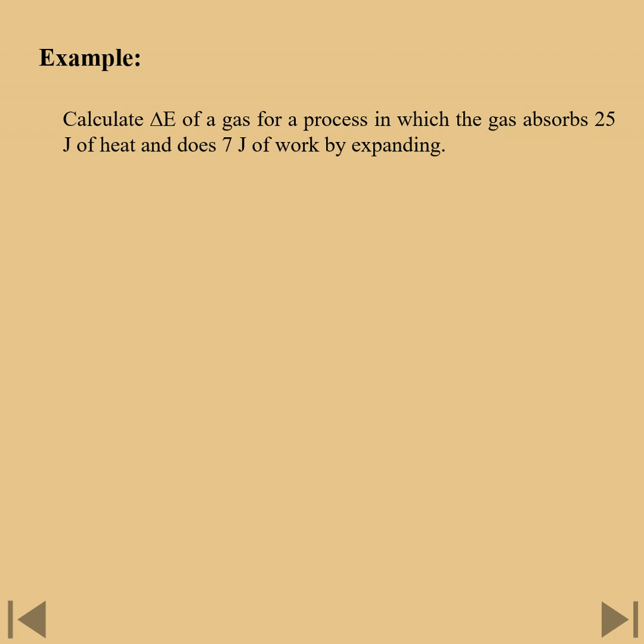Okay, let's look at an example. We're told to calculate delta E for a gas for a process in which the gas absorbs 25 joules of heat. What's going to be the sign of the energy if it's absorbing 25 joules of heat? And does 7 joules of work by expanding. What's going to be the sign of that 7 joules of work if it's expanding? Well, first, delta E is equal to Q plus W, and is that a positive 25 or a negative 25? You're absorbing 25 joules, so that's positive. What about that 7 joules of work done by expanding? You're doing work on the surroundings, and hence that's negative. For a total change in energy of 18 joules.